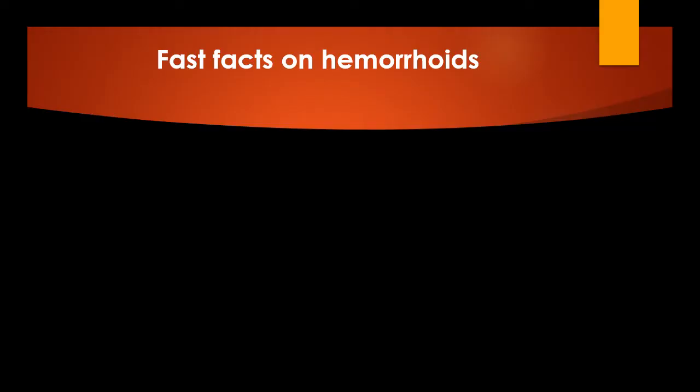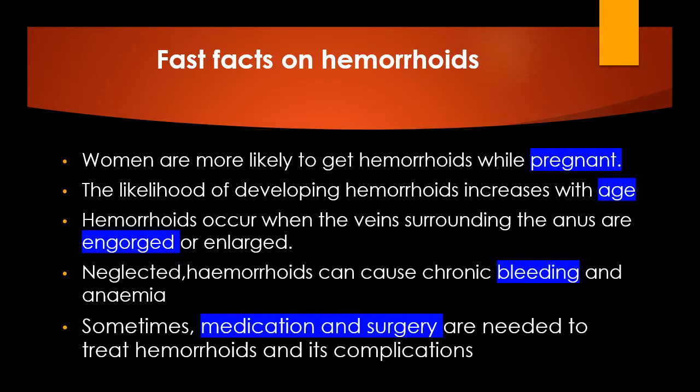There are some fast facts on hemorrhoids. Women are more likely to get hemorrhoids while they are pregnant. The likelihood of developing hemorrhoids increases with age. So in children, we rarely get hemorrhoids. Hemorrhoids occur when the veins surrounding the anus are engorged and enlarged. If left neglected, hemorrhoids can cause chronic bleeding and anemia. Sometimes medication and surgery are needed to treat hemorrhoids and their complications.